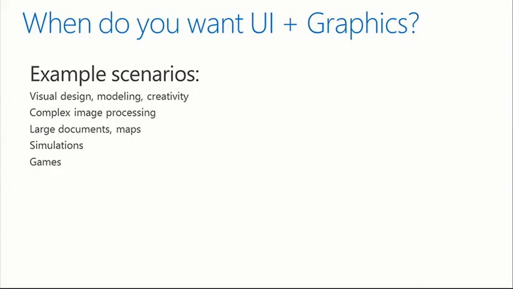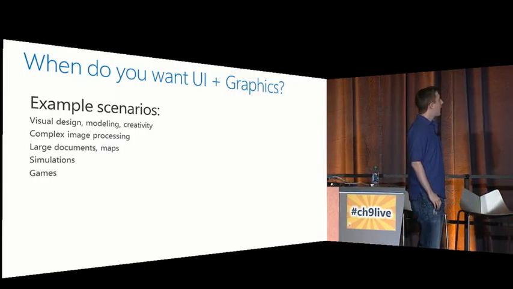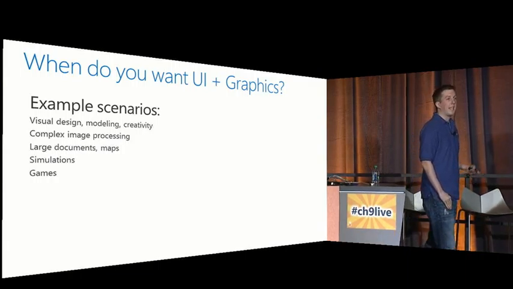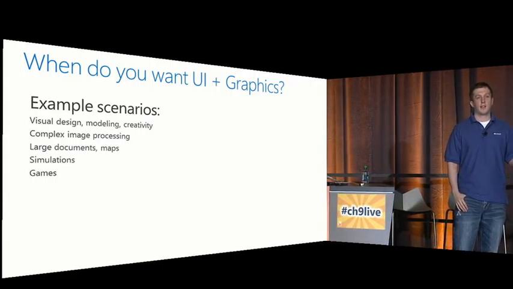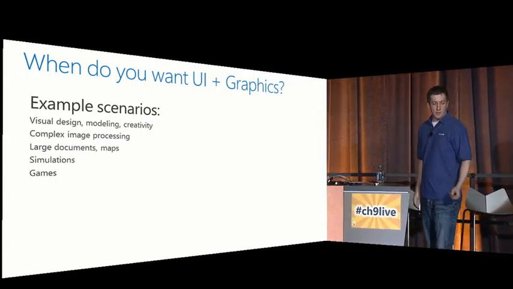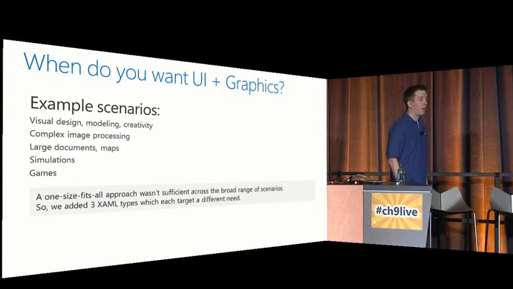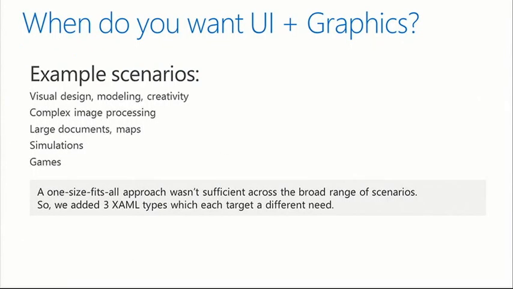Complex image processing, even something like large documents and maps, where you might have really large-scale vector content or image content, like say a world map that you can pan and zoom around, and you really want high-performance rendering for that. You might want DirectX, but you still have UI assets around it, like your search bar and things like that XAML lends itself well to. And then finally, there's a class of apps like simulations, say physics sims, or industrial modeling, as well as games, where you have a huge focus on DirectX rendering, but you still might have some XAML UI for something as simple as an app bar. So what we found is that a one-size-fits-all approach really wasn't sufficient for this broad range of scenarios.